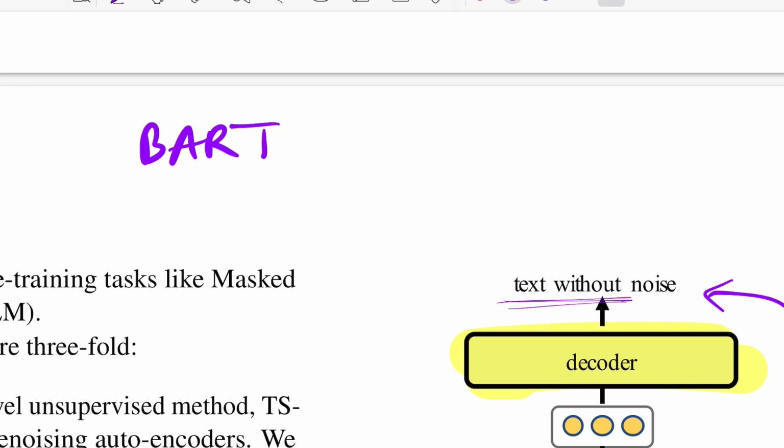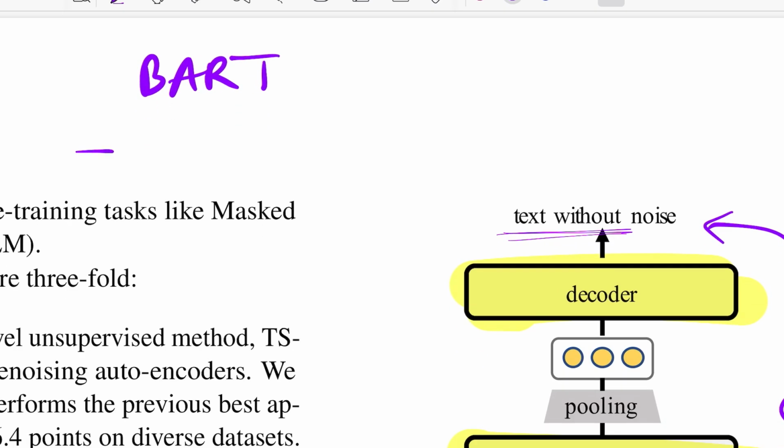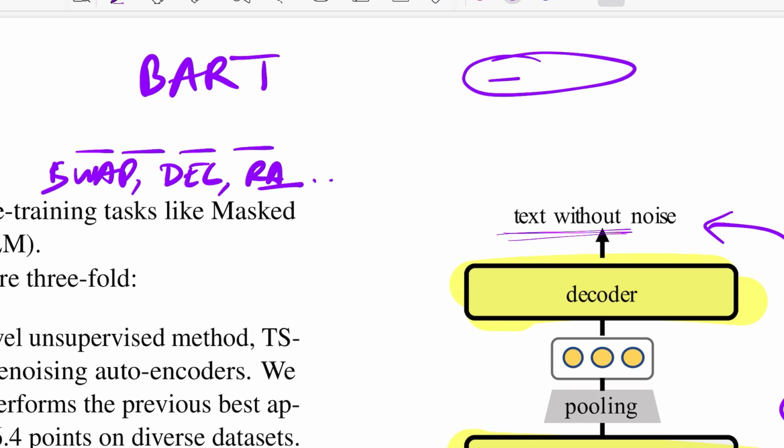But there also the idea was similar, wherein you add multiple types of noises such as swapping, deletion, rearrangement, and maybe a few more to the input sequence, and at output you would expect the model to kind of give you the original denoised sentence.